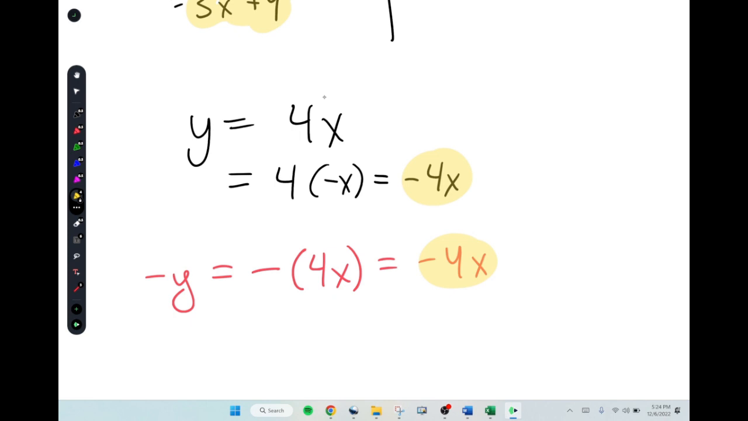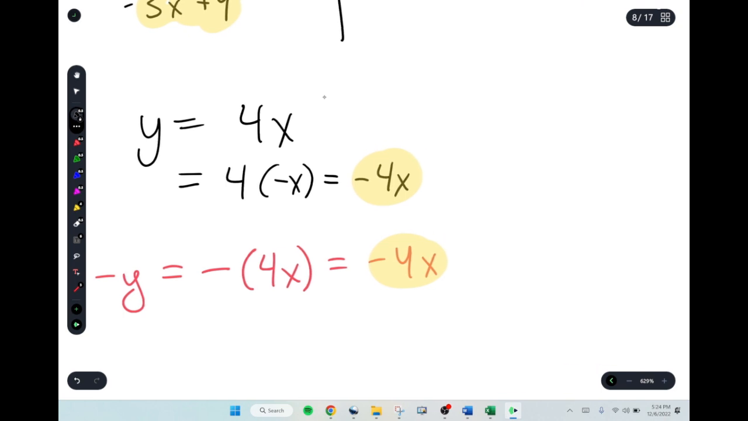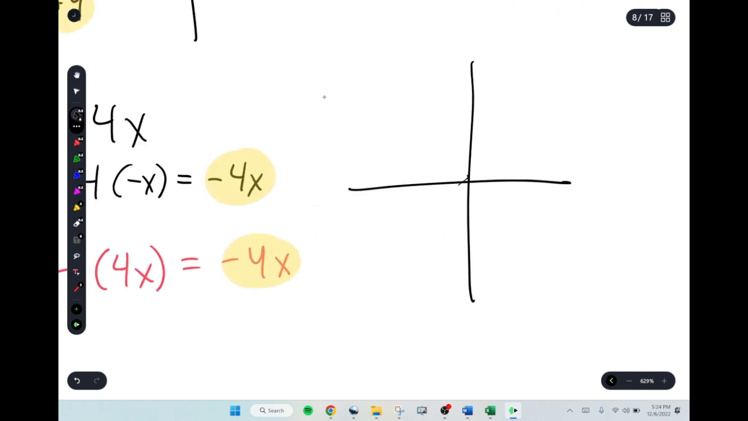Y equals negative y. Origin symmetry. Does that make sense, that has origin symmetry? I don't know. Let's see. What is that? That's just a line with a slope of 4 passing through the origin.